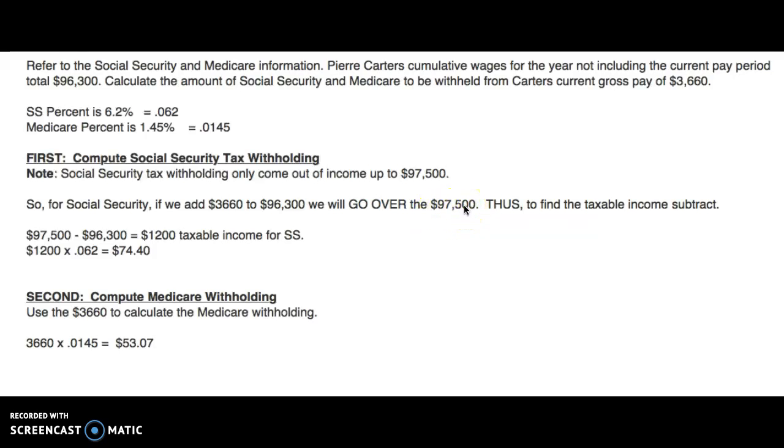Thus, to find the taxable income, you're going to subtract from your cap of $97,500 where you were, $96,300, and you have $1,200 taxable dollars for Social Security. So that's the income that you can be taxed on there, not the $3,660, not that whole amount, just the $1,200 is your taxable income. So now if we go here, 1,200 times 0.062, we end up with $74.40.